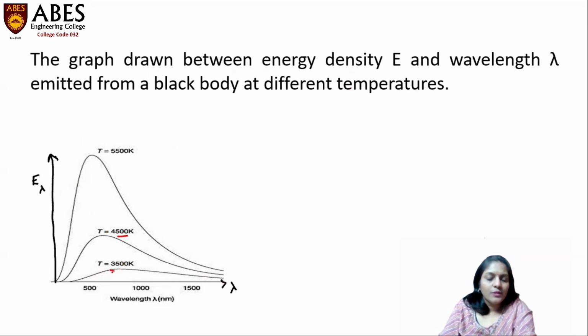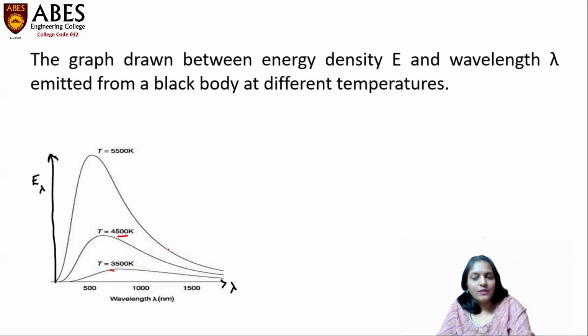Let us suppose the black body has a temperature of 3500 Kelvin. Then the emitted radiation has all the wavelengths. Similarly, for 4500, the emitted radiation has all the wavelengths. At 5500, the emitted radiation has all the wavelengths. There are some observations of this black body spectrum which could not be explained by classical mechanics.